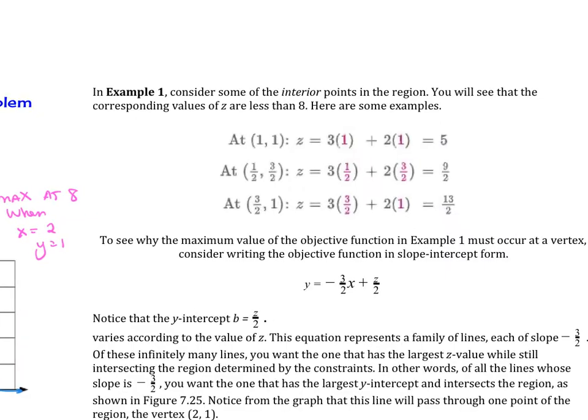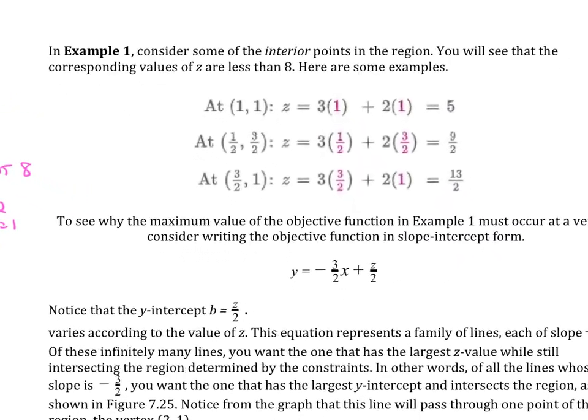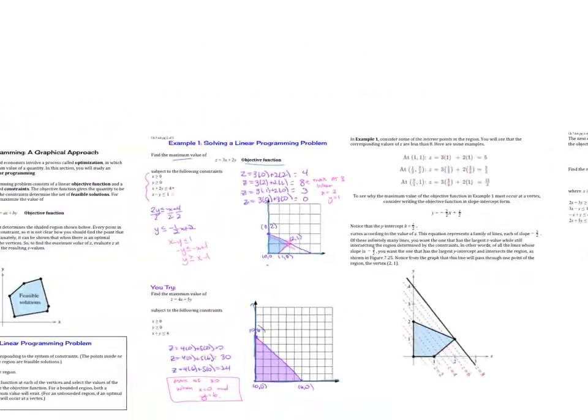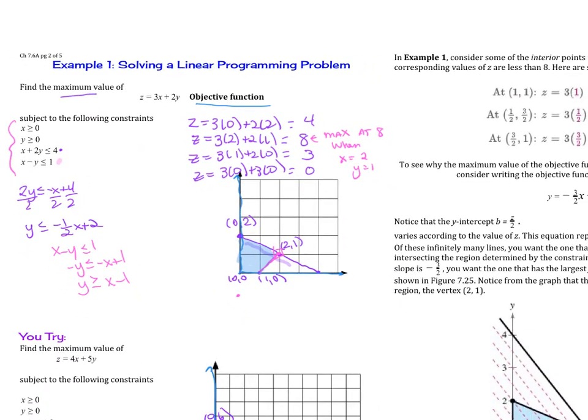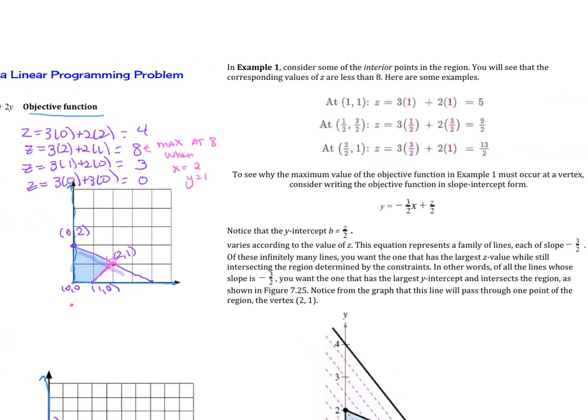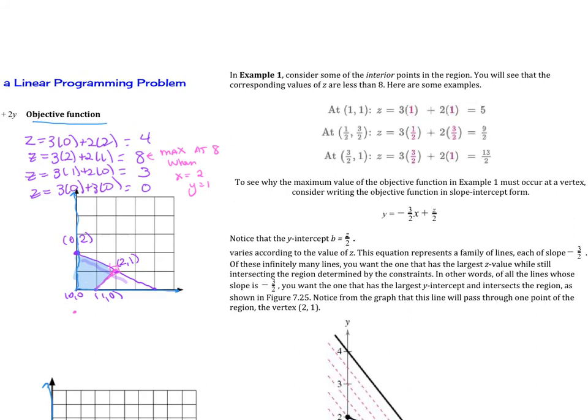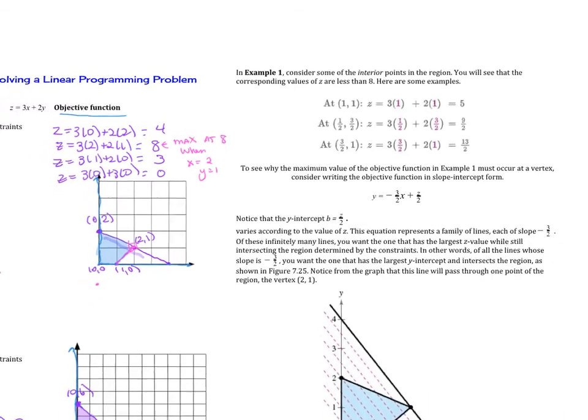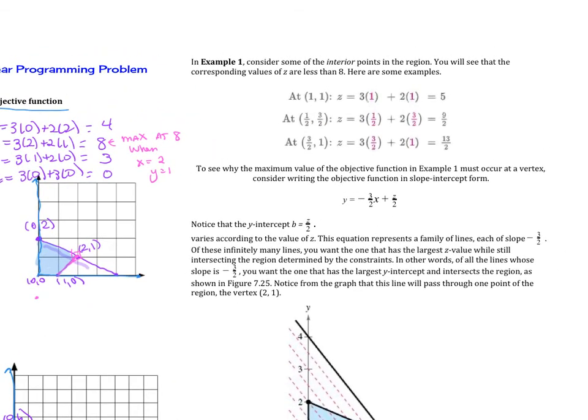So just a little bit more information. In example 1, consider some of the interior points in the region. So here, looking at the interior points in the region, you'll see that the corresponding values of z are less than 8. And so if you plugged in some of these values like 1, 1, you notice that it's 5. If you plug in a half and 3 halves, you'd get 9 halves and so forth. So notice that this is why the maximum values must occur at a vertex.